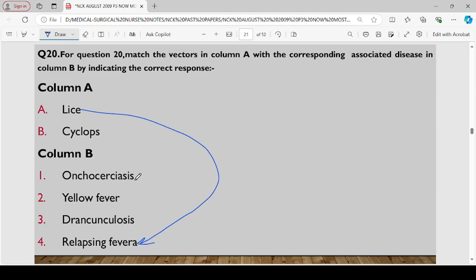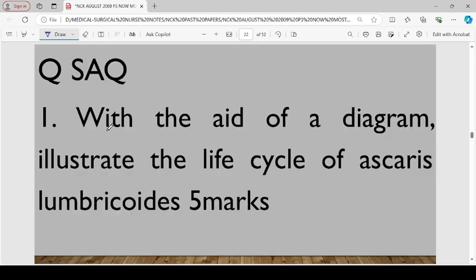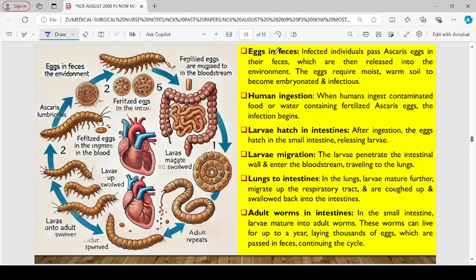Remember, onchocerciasis is caused by black flies, the Simulium, while yellow fever is caused by the Aedes aegypti, the mosquito, right? So dracunculiasis, the one that is associated with Guinea worm, is caused by Dracunculus medinensis, right? With the aid of a diagram, illustrate the life cycle of Ascaris lumbricoides. This is what you're supposed to do. Look at infection, eggs in feces, human ingestion, larva hatch in intestines, larva migration to the lungs, and adult worm in the intestines.